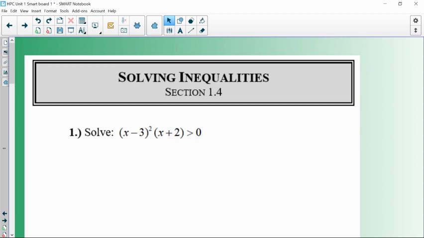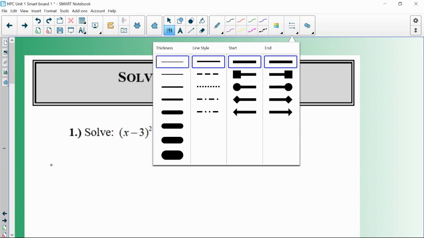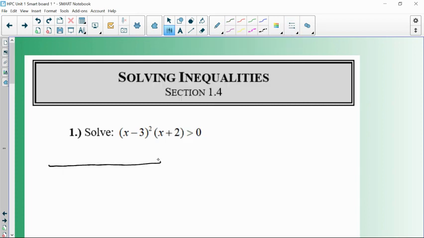And this one is strictly greater than 0. Now, one way to do this is to draw a sign chart. There are different ways to draw sign charts, and the way I like to draw a sign chart is the first thing I like to do is identify the zeros, pretending it's equal to 0. And the values that make this equal to 0 are -2 and 3.